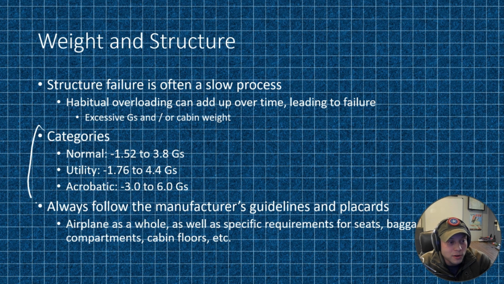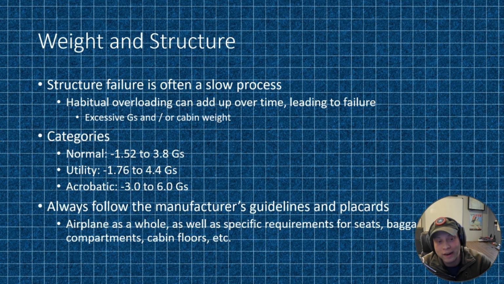Here are some categories. In the normal category, you should be able to pull negative 1.52 to 3.8 G. If the aircraft is in the utility category, it should be able to pull between negative 1.76 G and 4.4 G. And then the acrobatic category, negative 3 to 6 Gs.